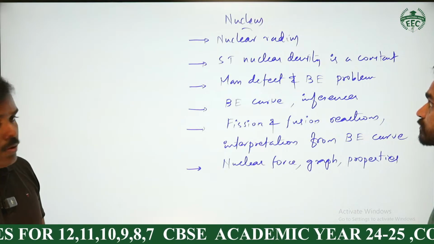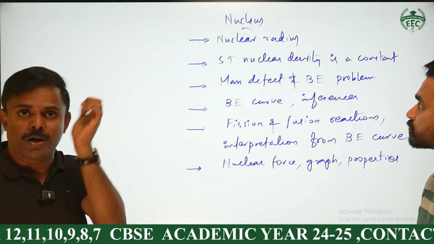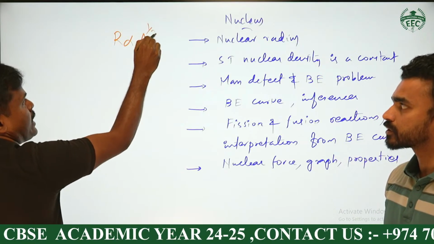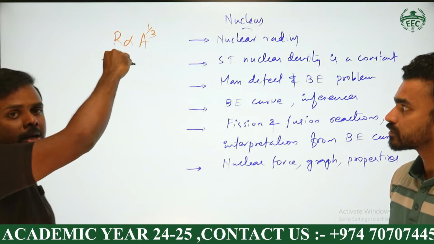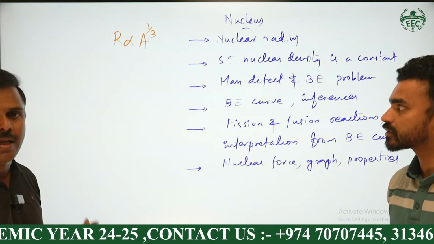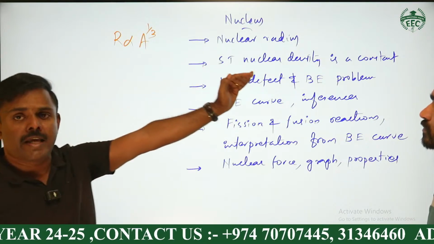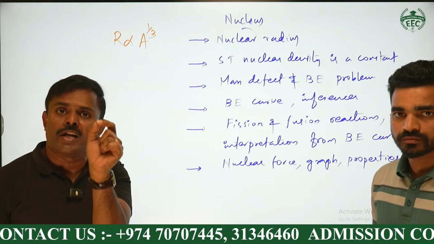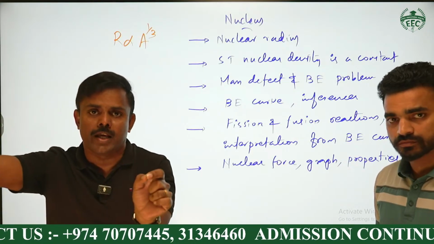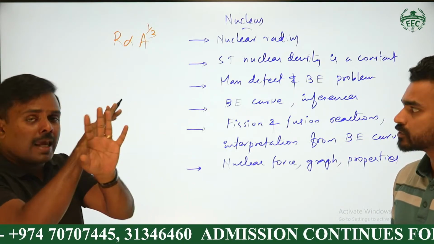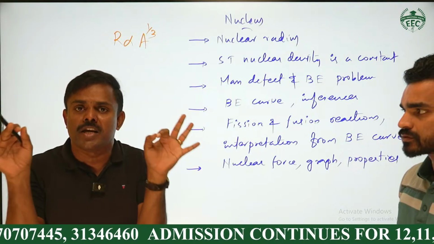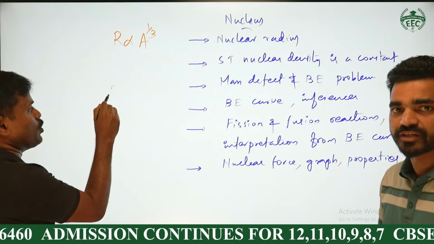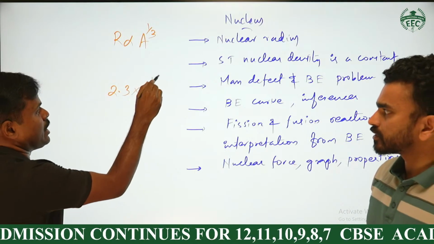So nuclei. Now nucleus. Nuclear radius is an important point. Nuclear radius is given by R proportional to A raised to 1 by 3, where A is the mass number. And there is this question which says nuclear density is a constant. Be it the lightest nucleus, hydrogen, or one of the heaviest nuclei, uranium, same density. Nuclear density is very, very large: 2.3 into 10 power 17 kilogram per meter cube.